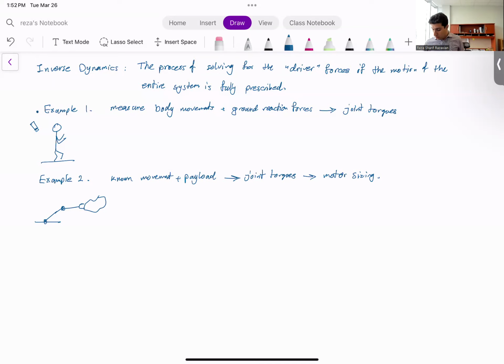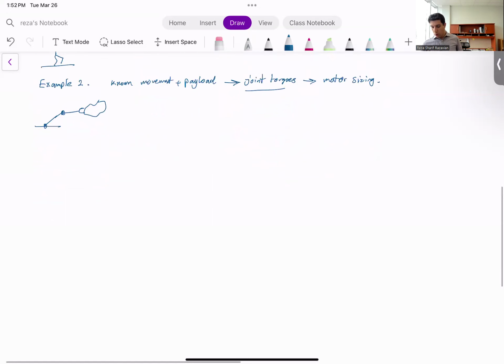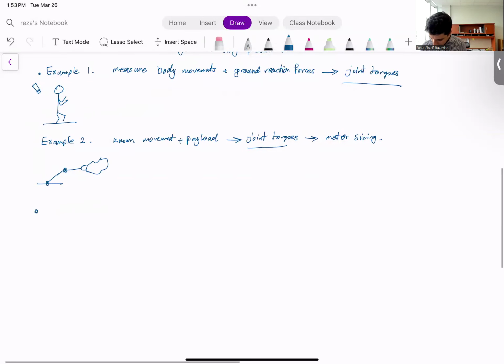As you can see, we always try to find the driving forces that cause the motion, either actual motion or hypothetical motion that doesn't exist yet, but we know what it is, what we want. So that is the goal of inverse dynamics. So let's look at the simplest case.